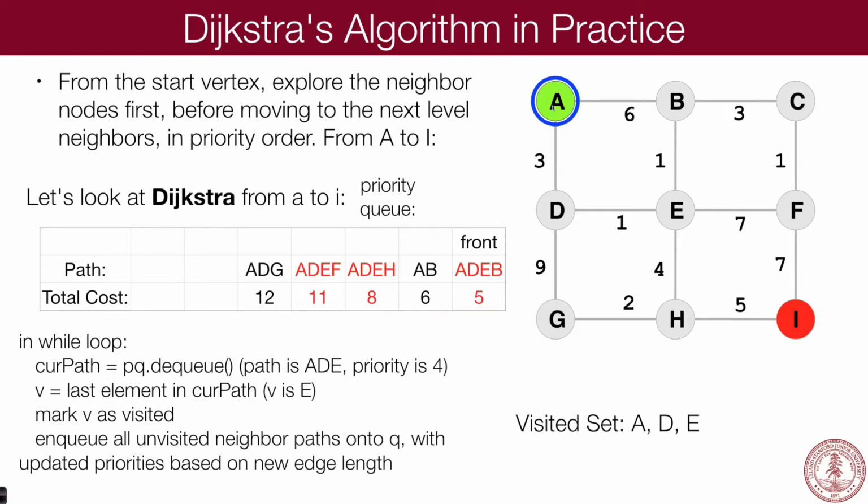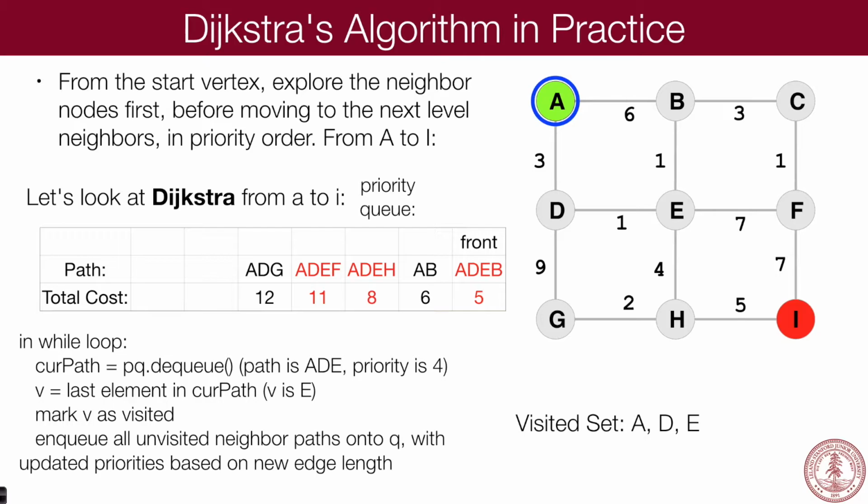Well, ADEB is going to be the current priority so far, which is 4, plus the cost from E to B, which is 5. So ADEB goes in with a priority of 5. Happens to be a pretty good priority, actually, the best so far. Then we put in ADEH, and why is that 8? Because it started with 4, and there's 4 more from E to H. So the priority now is 8, and that's where it goes in there. The last one is ADEF. We started with a priority of 4 to get to ADE. We add 7, and that goes in with a priority of 11. So these ones in red are the ones we just enqueued.